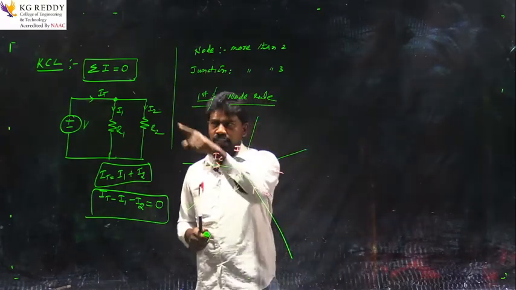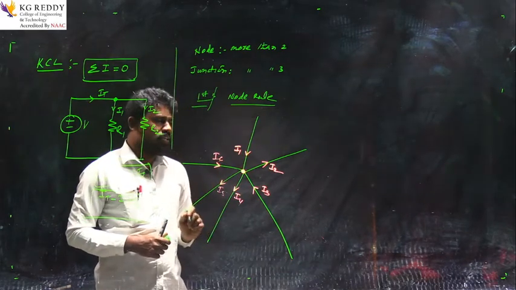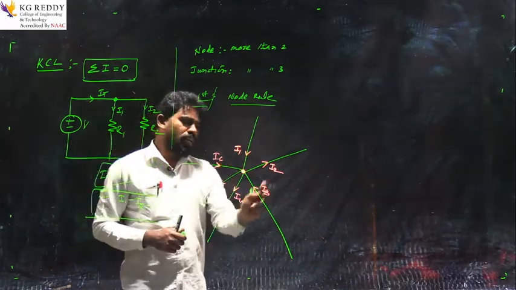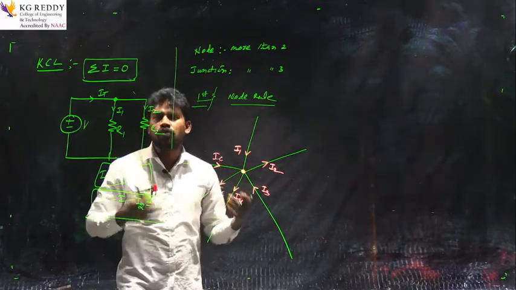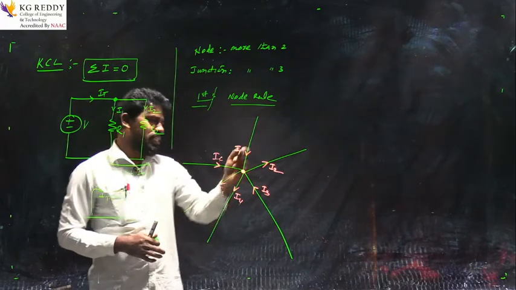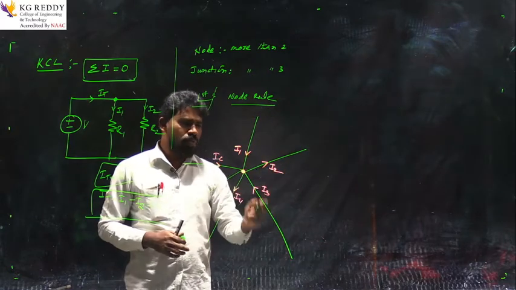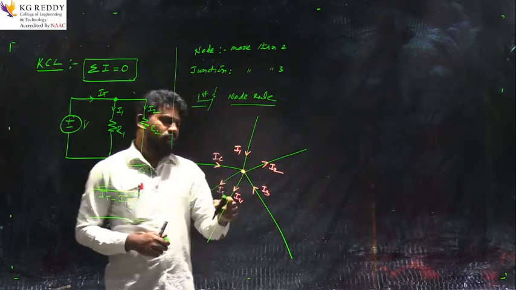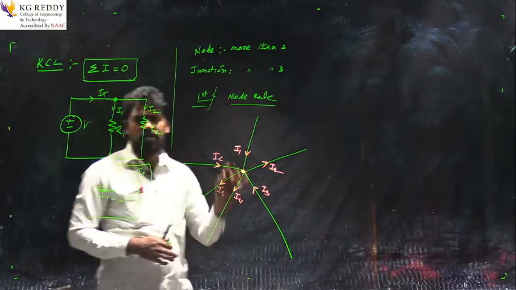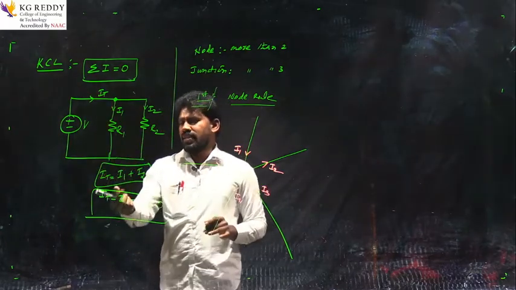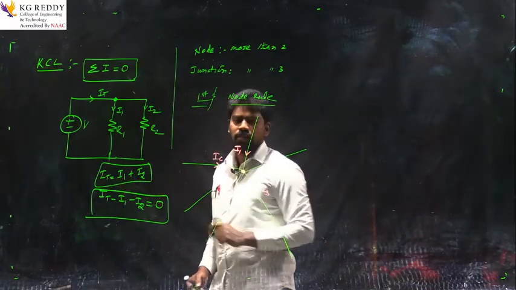As I said before, we have to focus mainly on the direction of the current in the network. Here I1, I2, I3, I4, I5, I6, six currents are there, and each and every current has its own direction. I1 current direction is towards the node, I2 is away from the node, I3 is towards the node, I4 is away from the node, I5 is also away from the node, and I6 is towards the node. Kirchhoff current law says that the sum of the currents entering the node is equal to the sum of currents leaving the node.